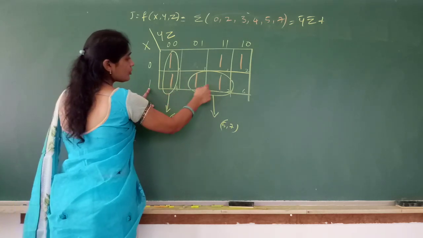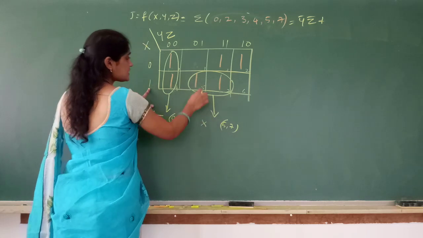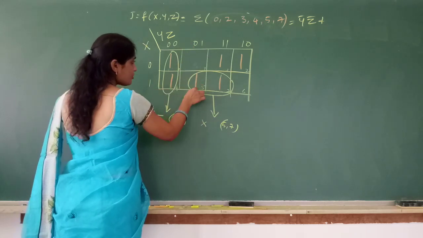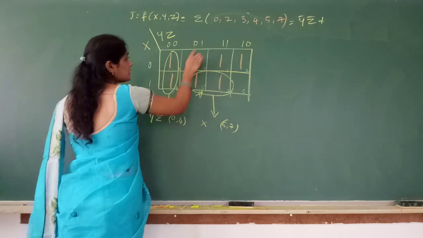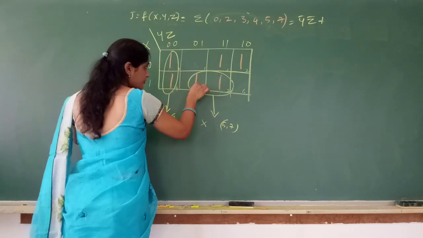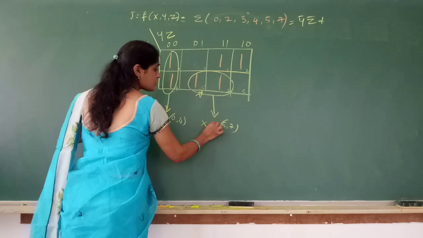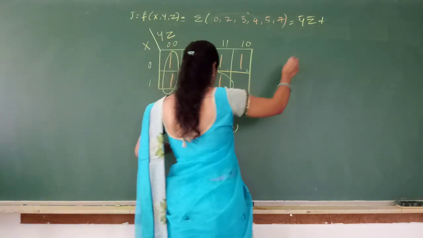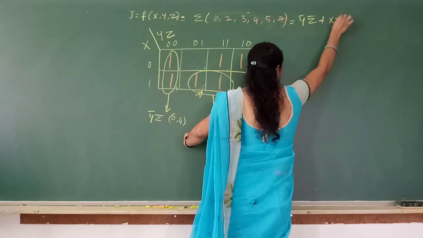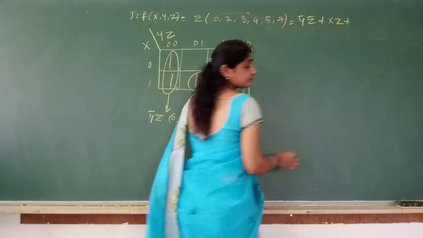X is 1 for both 5 and 7, so I will write x. And y is 0 for 5, y is 1 for 7, so y will get cancelled. Z is 1 for 5, z is 1 for 7, so I will write z. The second term I have got by grouping 5 and 7 is xz.